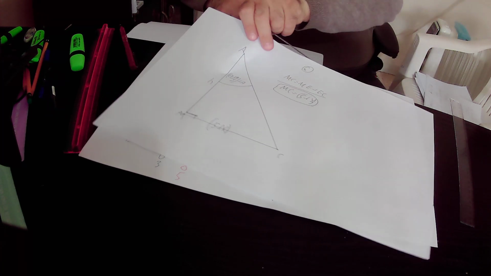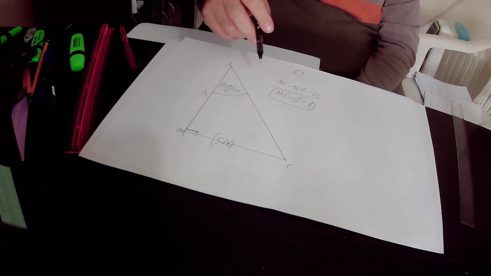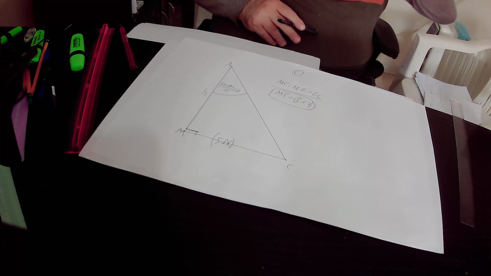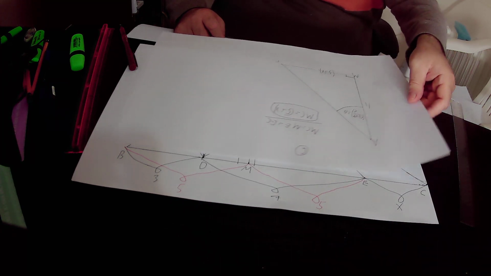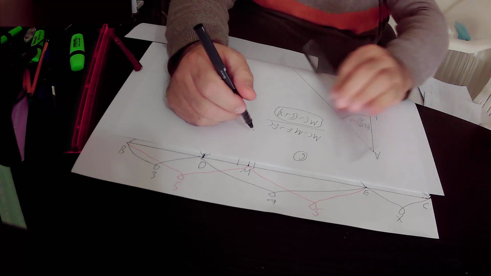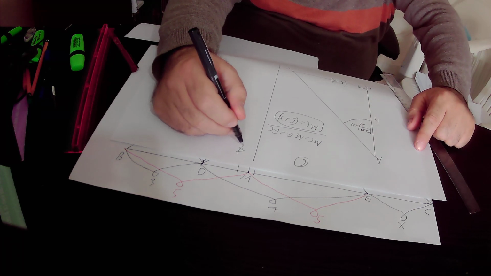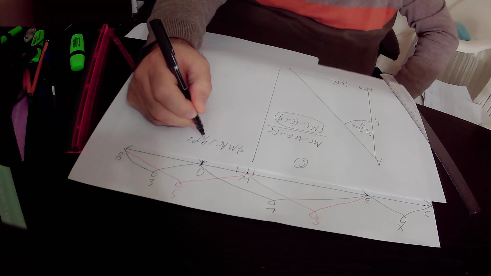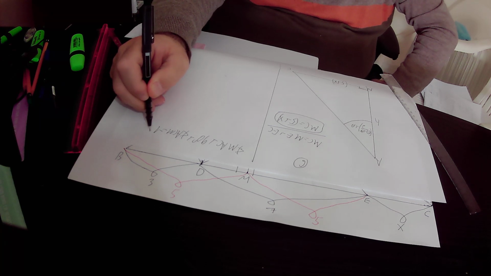So here, the only missing angle in the right triangle AMC is angle ACM. And we know that the sum of the angles in any triangle is equal to 180 degrees. Therefore, the sum of the angles in the right triangle AMC must be equal to 180 degrees. That is to say, angle MAC plus 90 degrees plus angle ACM, the angle that we are looking for, must be equal to 180 degrees.